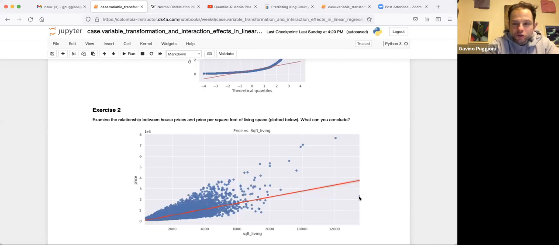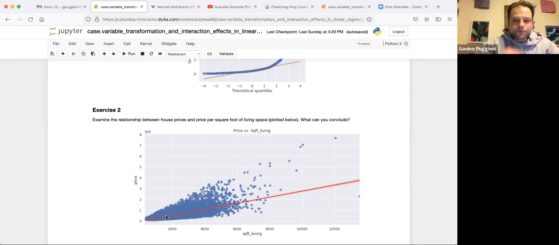So the assumption of normality is not accomplished, but also the linear assumption here is in question. Look here how, especially for these prices here, the linear model is not a good predictor. It's really underestimating. Why is that?